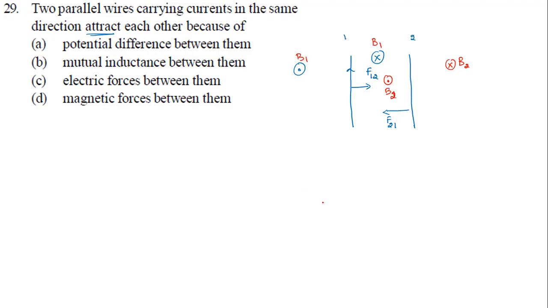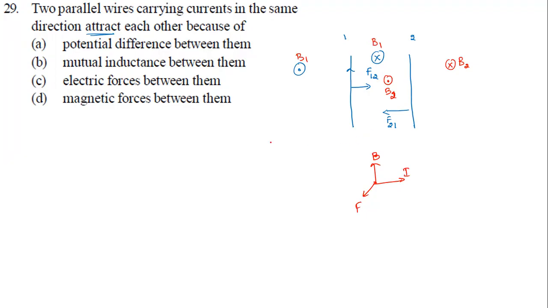Now you have to use Fleming left-hand rule. So what does Fleming left-hand rule say? If you stretch the first three fingers of your left hand, not right hand, left hand, perpendicular to each other, this indicates force, this indicates magnetic field, and this indicates current. And if you use this, you get the force due to the magnetic field will be attracting.